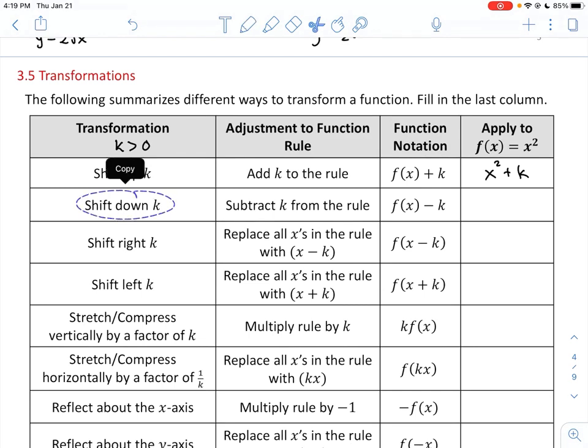If you want to shift a graph down k units, then you subtract k from the rule. So it'd be the rule of the function and then minus k. So in the case of x squared, it'd be x squared minus some positive number. If you want to shift the graph right k units, then we need to do a function evaluation at x minus k. In other words, replace all the x's in the rule, all of them, with x minus k. In function notation, it looks like this. You do f of parentheses x minus k end parentheses.